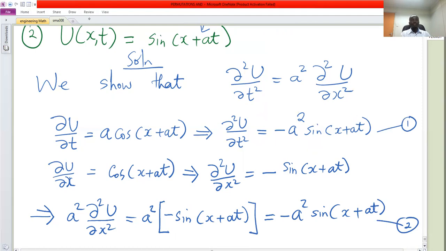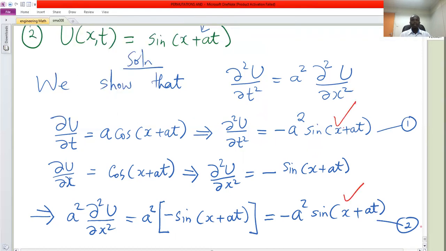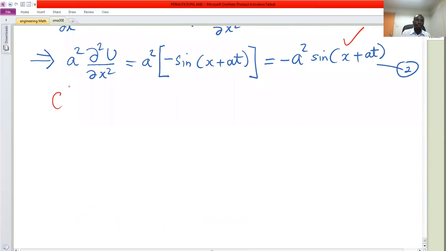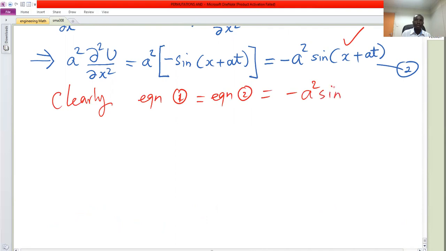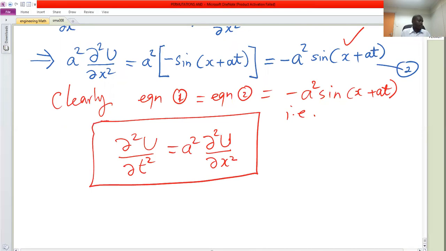You see, equation 2 and equation 1 have the same values. So clearly, equation 2 equals equation 1 equals minus a squared sine (x plus at), i.e. partial squared u partial t squared equals a squared partial squared u partial x squared. So that function satisfies the wave equation.